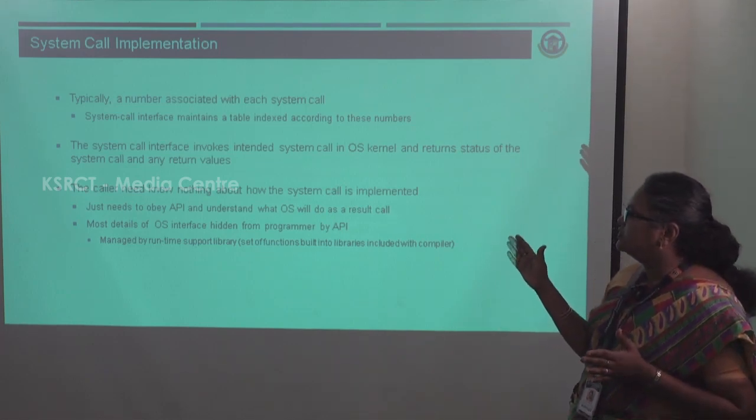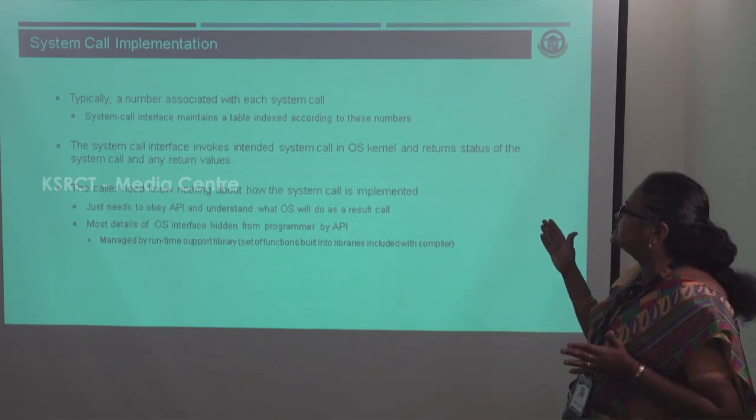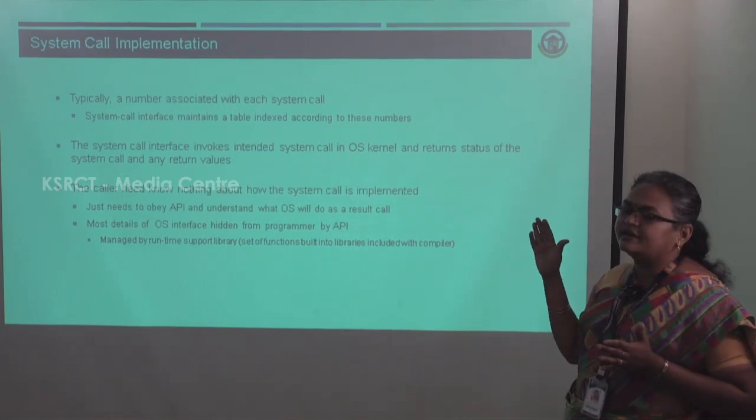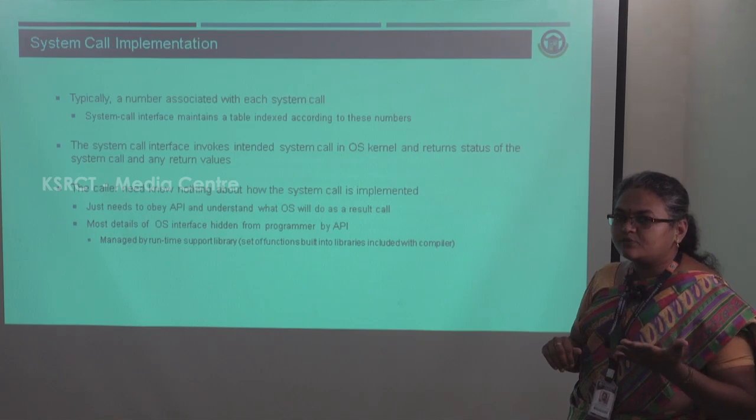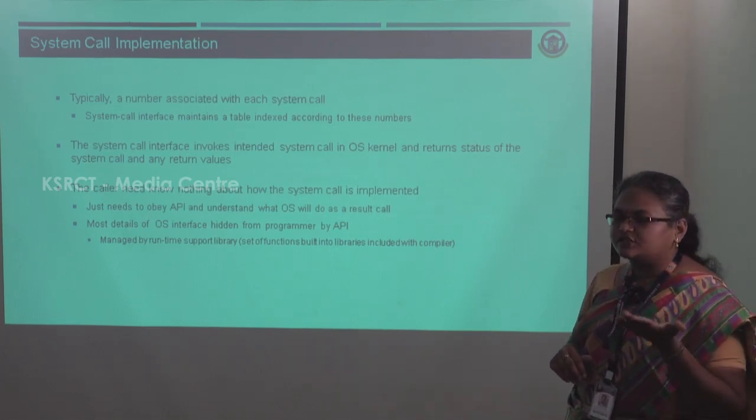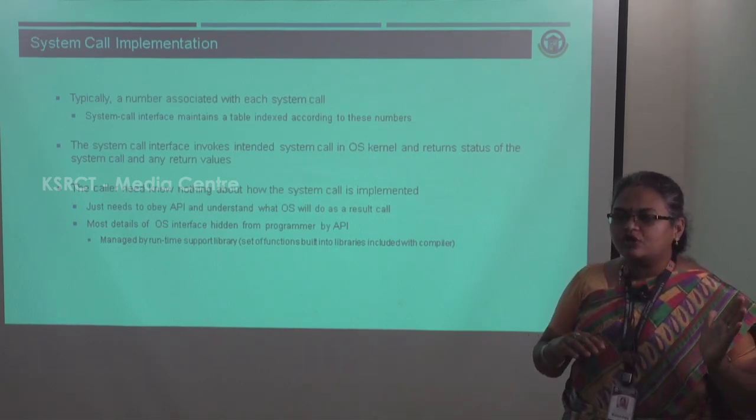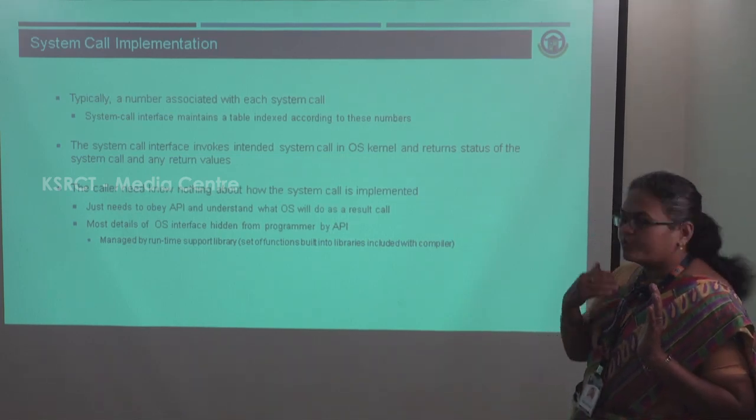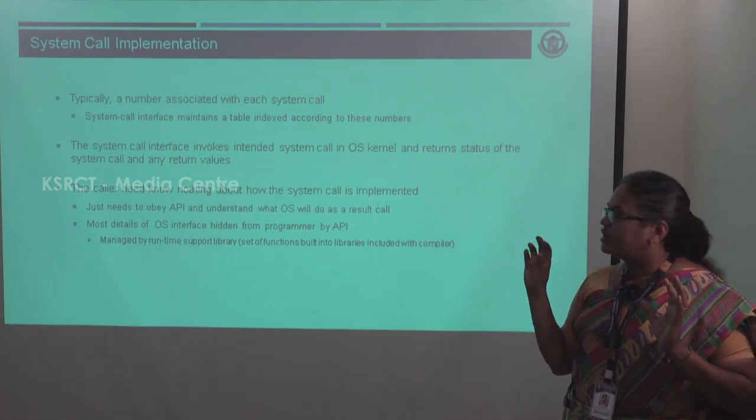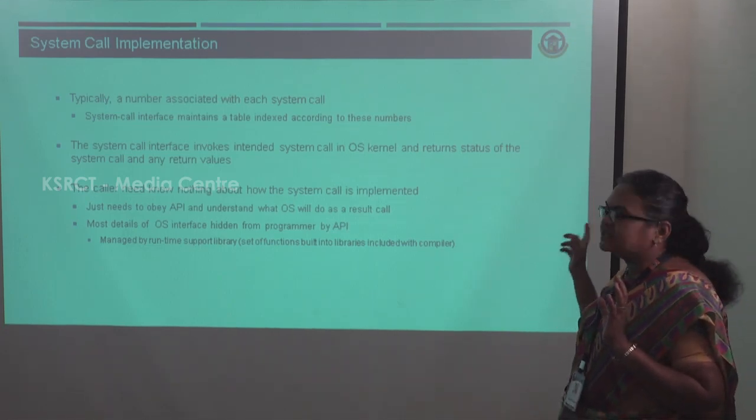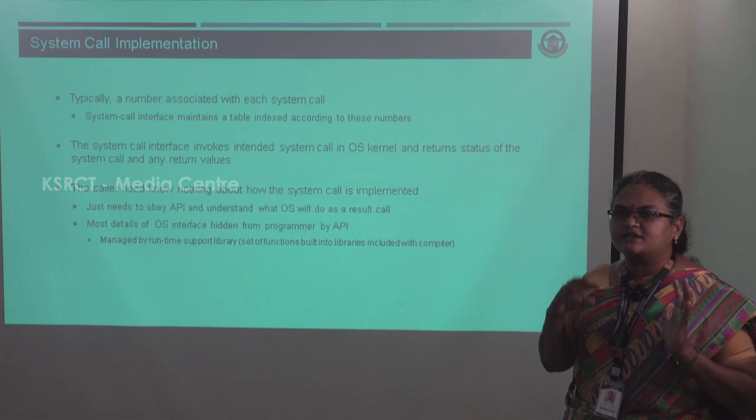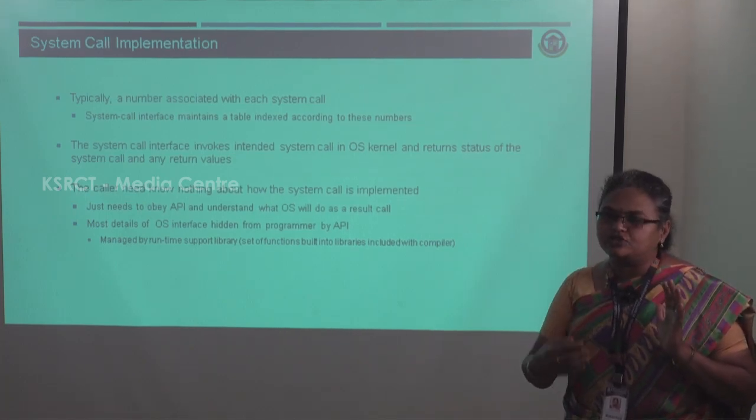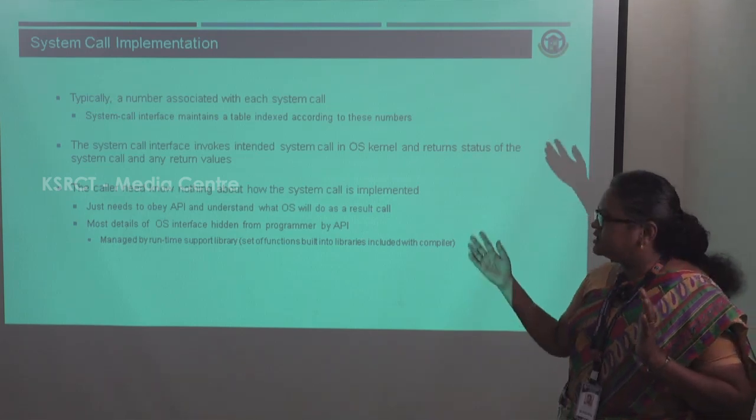The system call interface invokes the intended system call in the operating system kernel and returns the status of the system call and any return values. There is an interface for system calls to the operating system. The interface invokes that intended system call in the kernel of the operating system, and returns the status of the system call. If it wants to return any values, then those values are also returned by the interface.